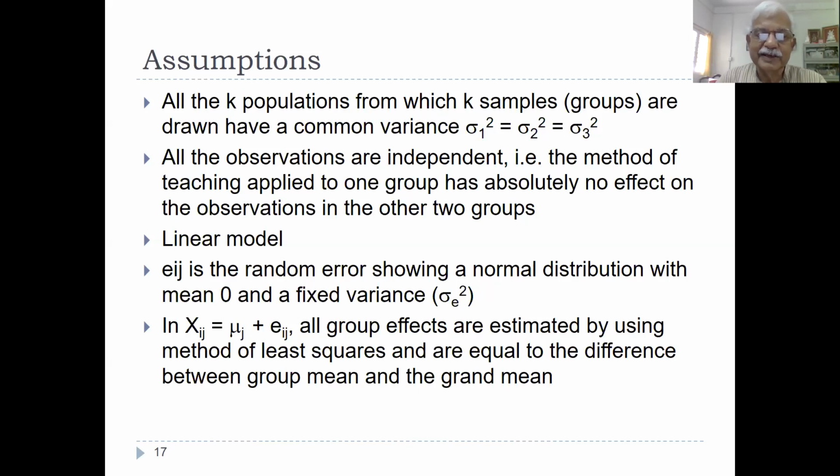Eij is a random error, showing a normal distribution with mean 0 and a fixed variance sigma square e. And the model is Xij equal to mu j plus Eij. All group effects are estimated by using method of least squares.